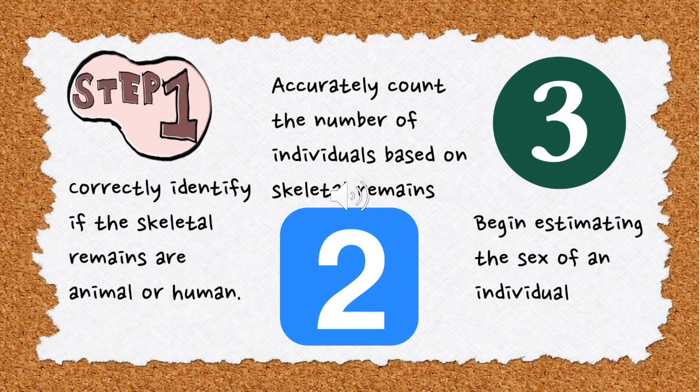Before these professions can begin attempting to estimate the sex of an individual, it is important for them to first be able to identify what type of bone the skeleton is, if it's human bone or animal bone. When doing so, they can then move on to counting the number of individuals that are set before them. And once these two steps are accomplished, they can finally begin attempting to estimate the sex of an individual.